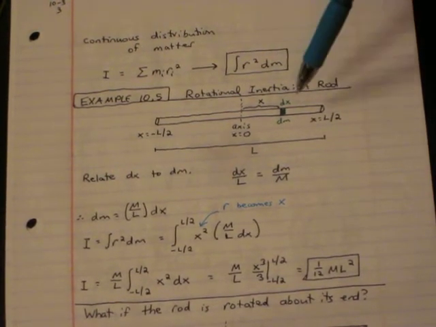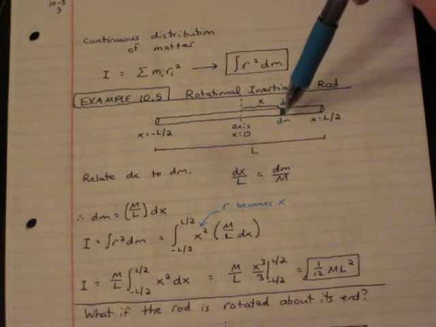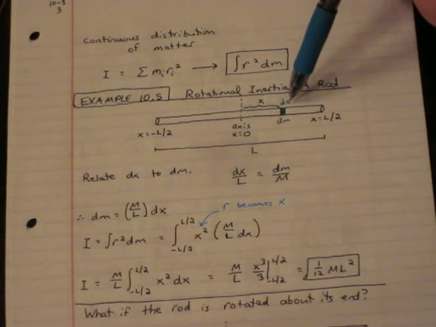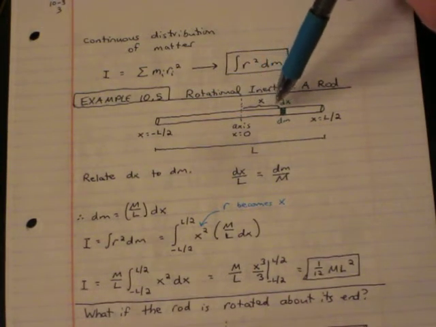We're going to break this rod down into many, many mass elements of mass dm. They have a length of dx, and they are at a position of x.